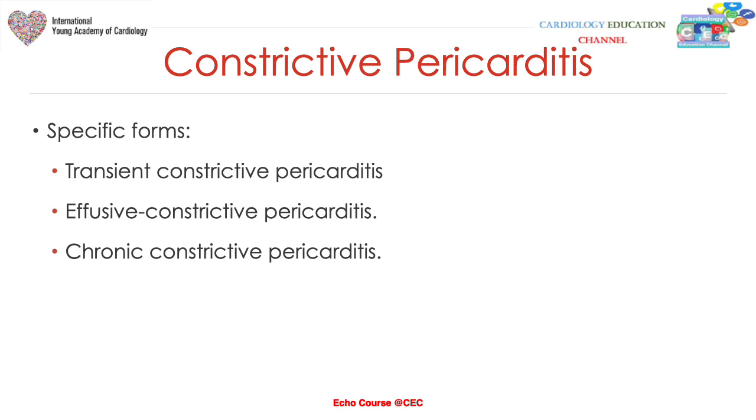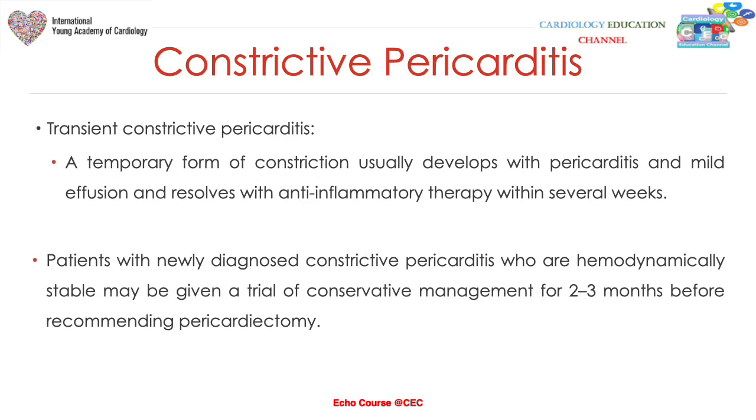In constrictive pericarditis, you may have some specific forms like transient constrictive pericarditis, effusive constrictive pericarditis, and chronic constrictive pericarditis. Transient constrictive pericarditis is a temporary form of constriction that usually occurs in pericarditis due to inflammation of the pericardium in acute pericarditis. It usually has some mild effusion and resolves with anti-inflammatory therapy within several weeks. That's why patients with newly diagnosed constrictive pericarditis who are hemodynamically stable may be given a trial of conservative treatment for 2 to 3 months before recommending pericardiotomy.